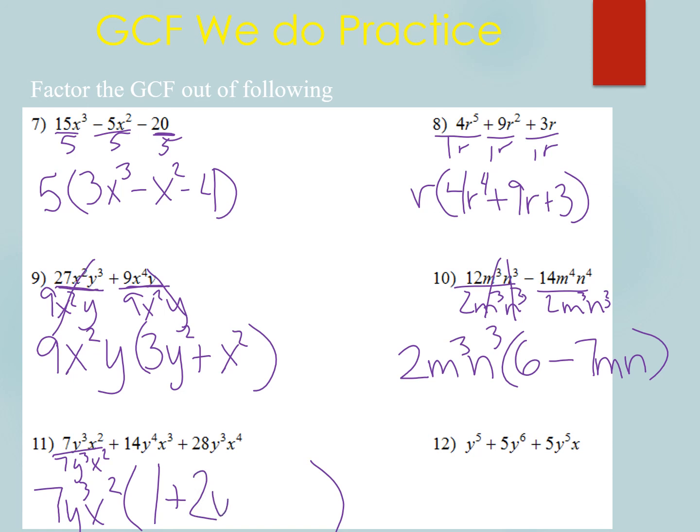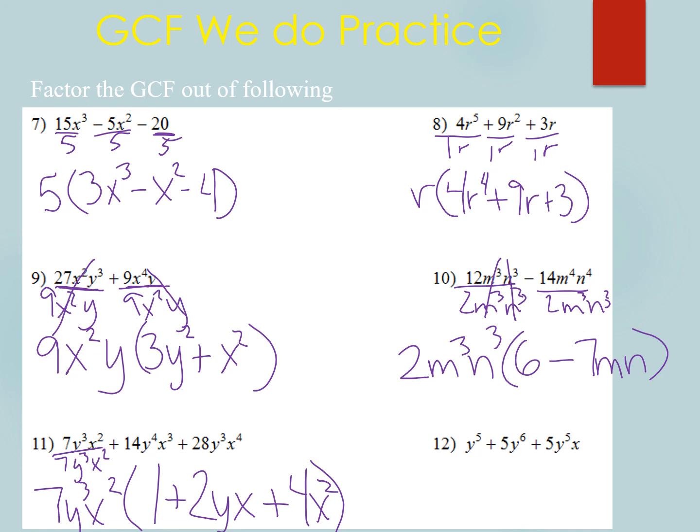4y's divided by 3y's is just y. 3x's divided by 2x's is x. And then plus 28 divided by 7 is 4. 3y's divided by 3y's is no y's. 4x's divided by 2x's is 2x's. So there is the final answer.